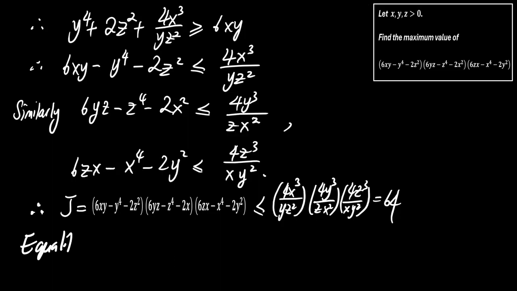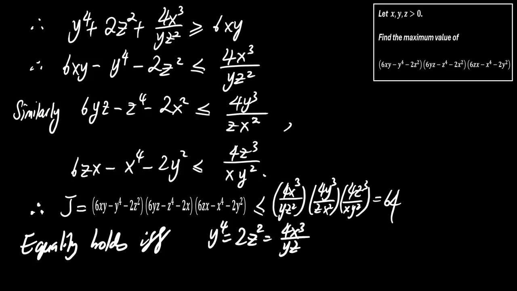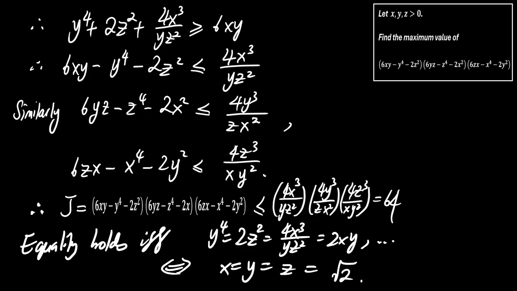Now, equality holds in the AM-GM inequality if and only if all three terms are equal. That is, y to the power of 4 equals 2z squared equals 4x cubed divided by yz squared, and so on. Solving this system gives x equals y equals z equals square root of 2. Substituting into the original expression confirms J equals 64.